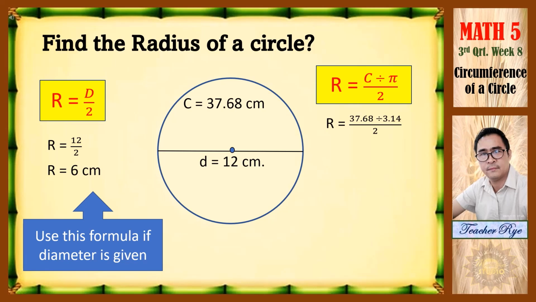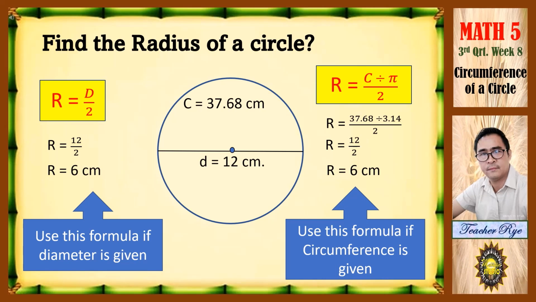So, pag divide natin yung 37.68 divided by 3.14, makukuha natin na quotient ay 12. Then, divided by 2. So, ang radius ngayon ay 6 cm. Okay? So, pareho sila dito sa unang formula natin. At itong pangalawang formula na to ay ginagamit natin kung ang given natin ay circumference. Huwag malito kung anong formula ang ating gagamitin.